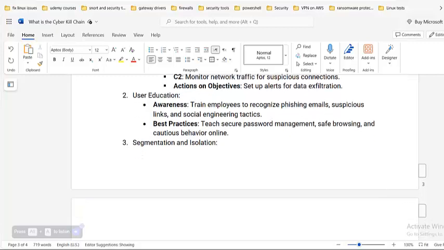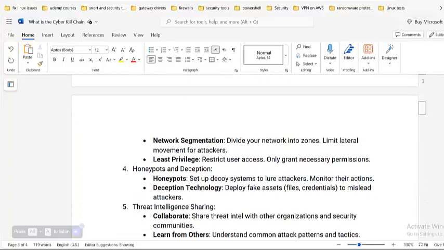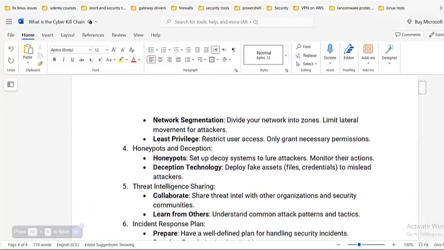Number three, segmentation and isolation. Network segmentation: divide your network into zones. Limit lateral movement for attackers. If you don't know what lateral movement is, I suggest that you Google it and look for the definition. Least privilege: restrict user access. Only grant necessary permissions. This is important.